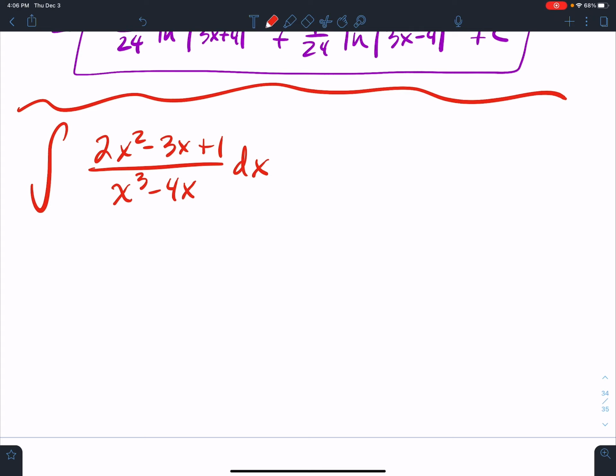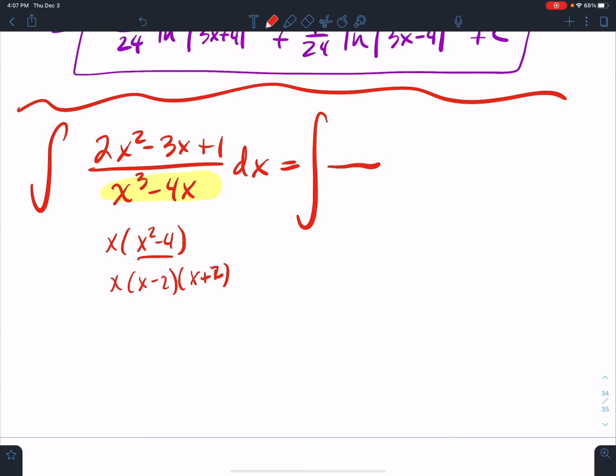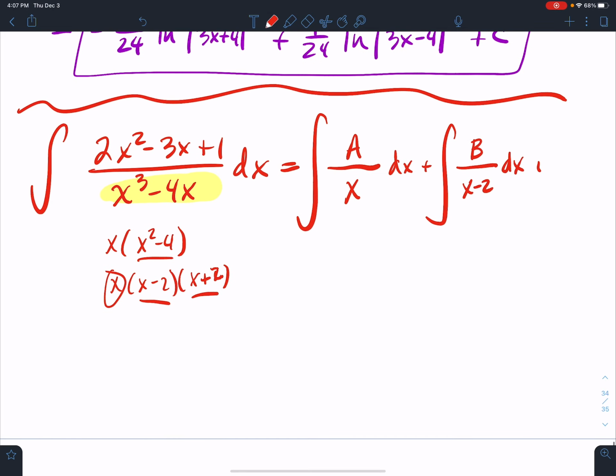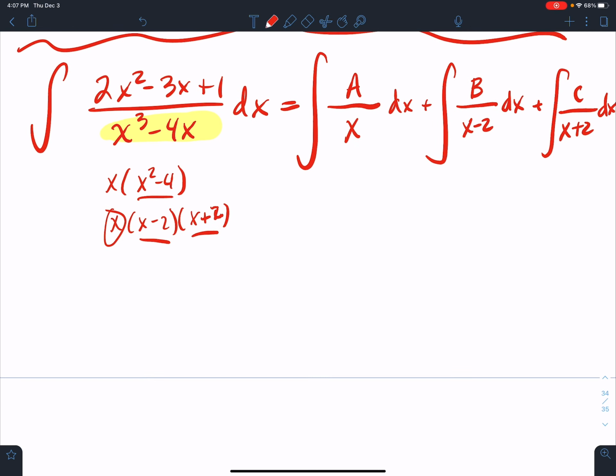Now I need to think partial fractions because, lo and behold, the denominator factors. I can pull an x out. I have x squared minus 4. But then x squared minus 4 factors to x minus 2, x plus 2. It's a difference of squares. So I'm going to factor this, and I'm going to be left with 3 things. I have something over x. I have something over x minus 2, another linear factor. And the last one, I have something over x plus 2, the last linear factor. Okay? So those 3 linear factors, 1, 2, 3.